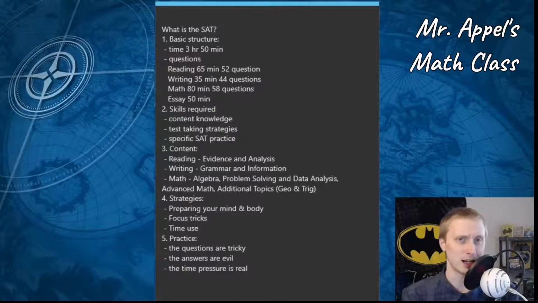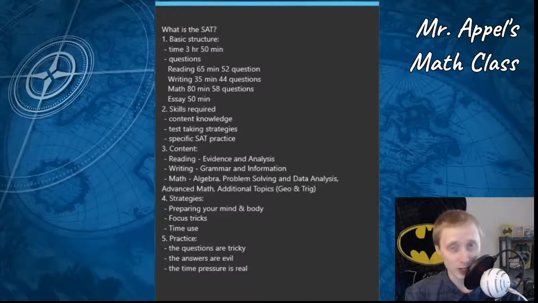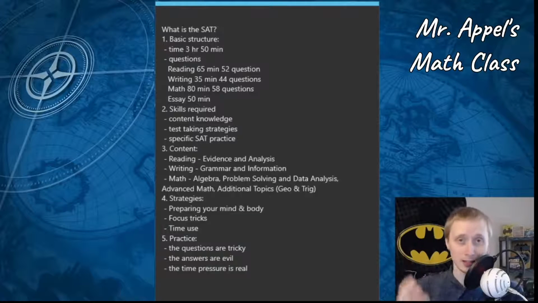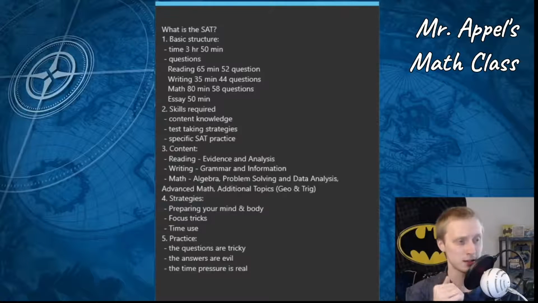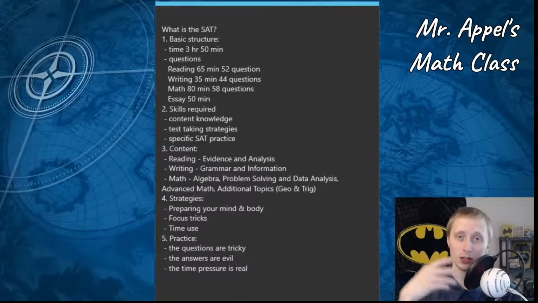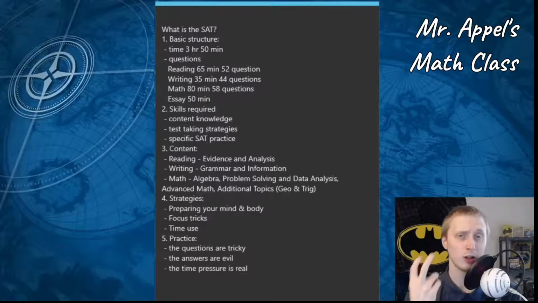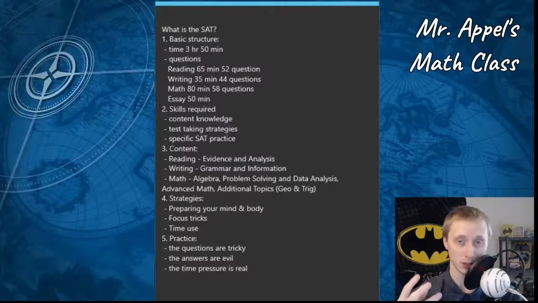So let's talk about that content part first. The first section of the SAT is the reading section. They call it the evidence and analysis, in which you are reading a passage. You're going to look for evidence to answer the question, oh, why did the character do this action? You read the passage, oh, it says because he thought this. And you will use that information to answer the questions. So you are looking for evidence that supports your analytical answers.